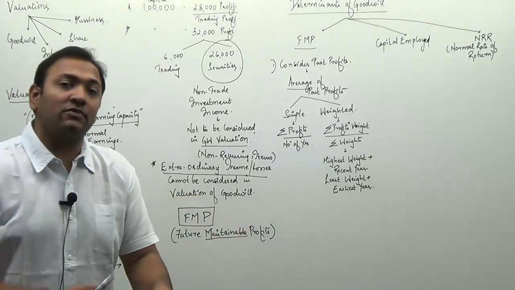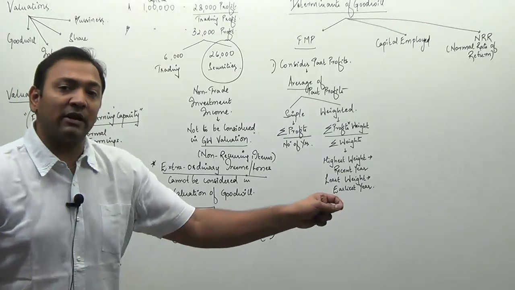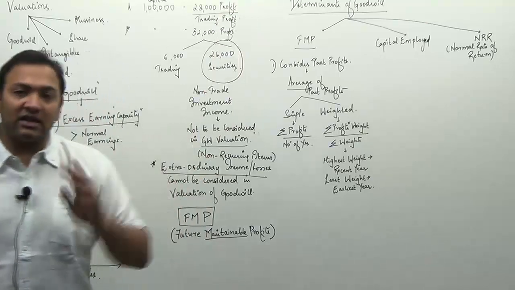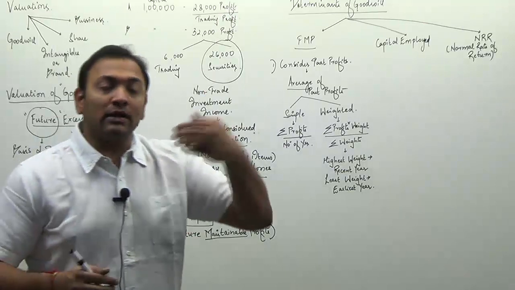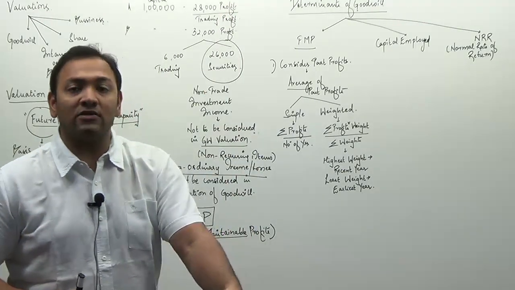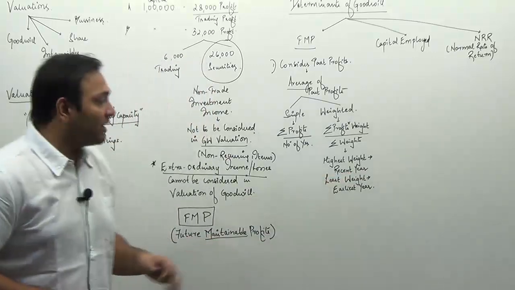So standing in 2015, what is your most recent year? 2014. So the highest weight should be given to 2014 and the earliest year, 2012, will be given the least weight. So if you're normally assigning weights as 1, 2 and 3, then 2012 will be 1, 2013 will be 2 and 2014 will be 3. The highest weight should be given to the most recent year.